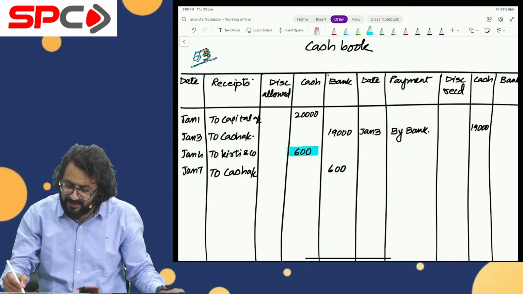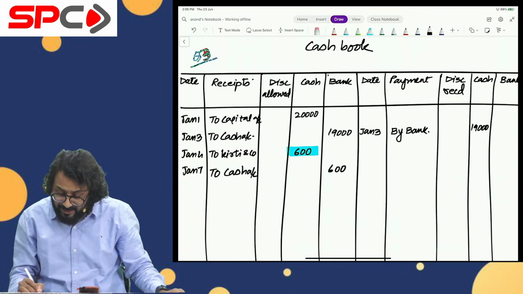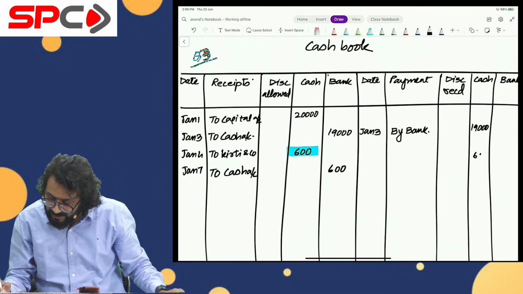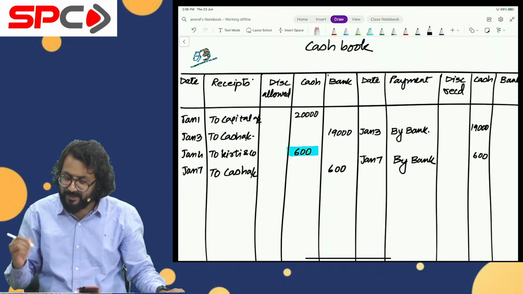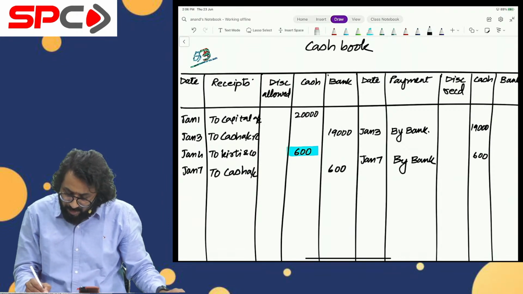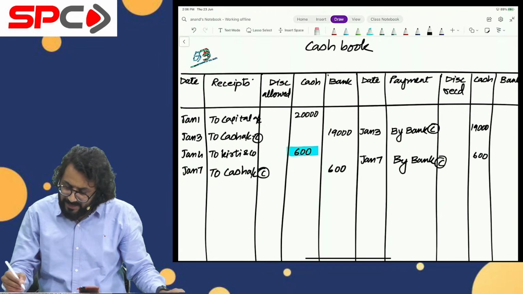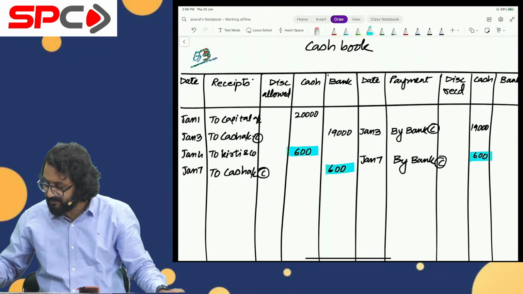Similarly, where is the check going from? Cash. So I'll say cash has gone. And where has it gone? Jan 7, by bank. Is that okay? 600. Do you all agree? Yes. So this you should write down as contra. Earlier I just forgot to write down the contra. Please highlight this transaction, 600, 600.